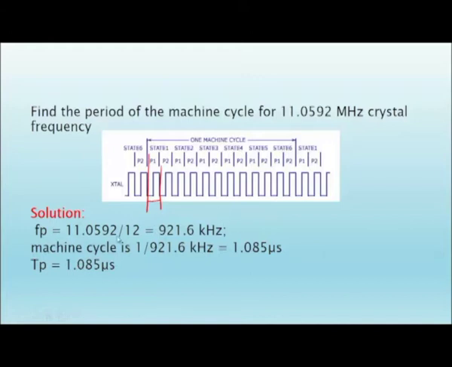Now, we want to know the timing. Time means 1 by Fp. So, 1 by 921.6 kilohertz gives the value of 1.085 microseconds. Okay. So, for each pulse, with a frequency of 921.6 kilohertz, the timing value is 1.085 microseconds. Keep in mind each pulse timing is 1.085 microseconds. Based on that we can calculate the remaining delays.